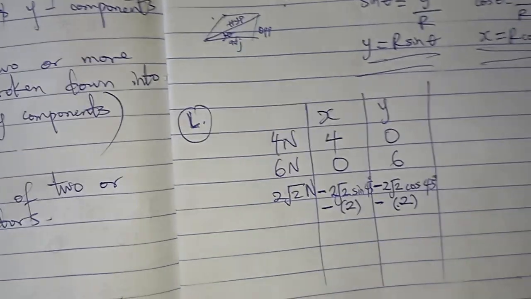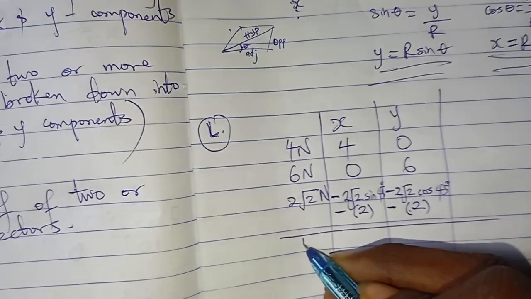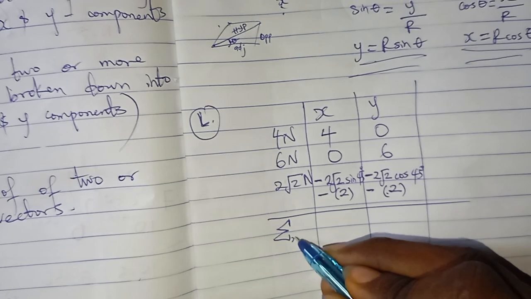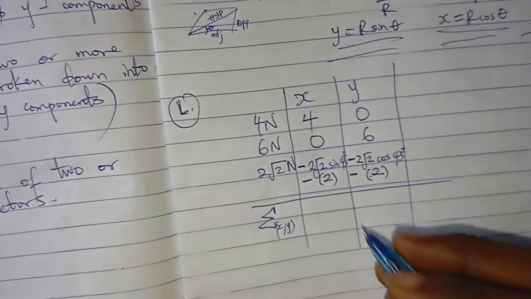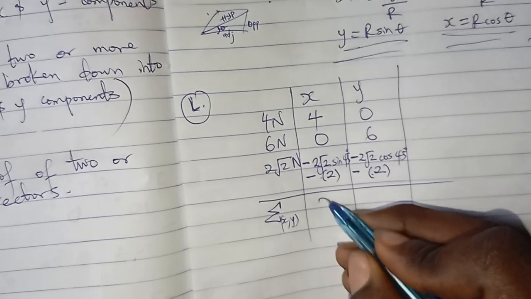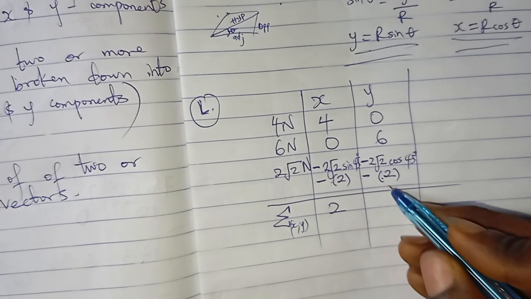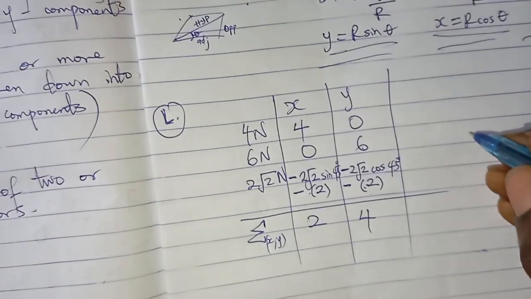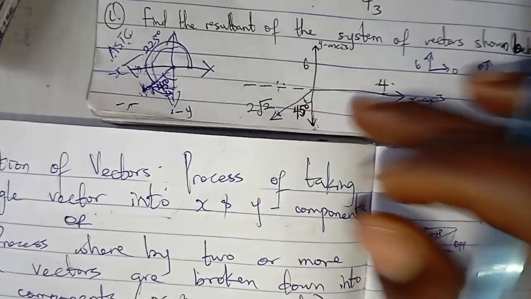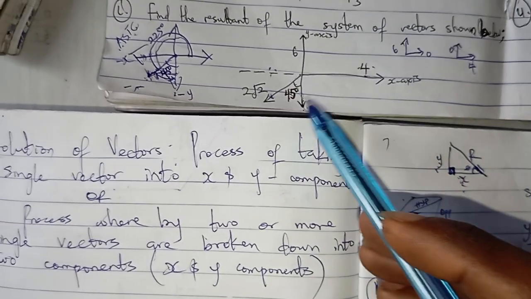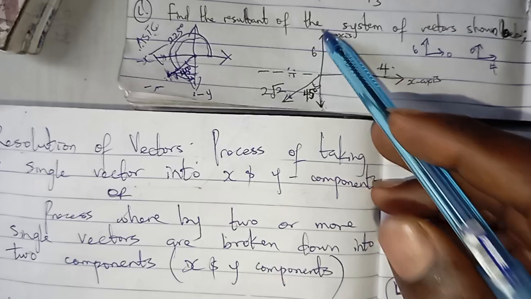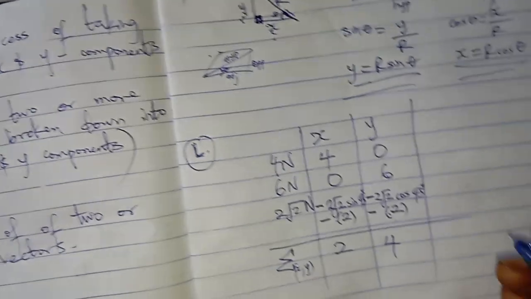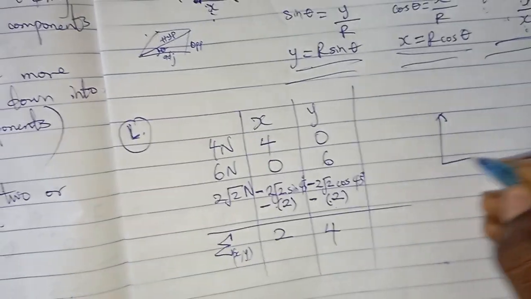So let's now add up. Let's now get the sum of x and y. So we have 4 minus 2 is 2. Then we have 6 minus 2, 4. So you see it. So that means that we've succeeded in resolving everything here to the x and y axis. This is in x, this is in y, this is in x. So we now have everything about that force to be this way.